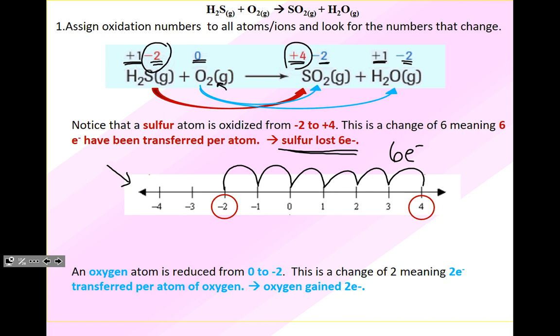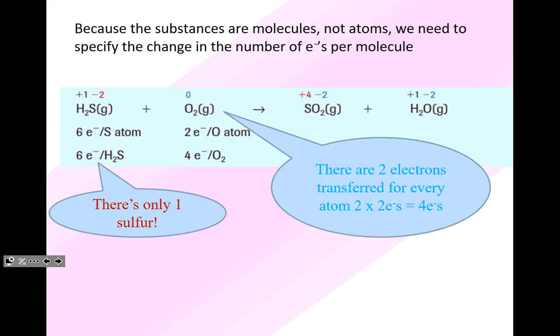An oxygen atom is reduced from 0. If you take a look at the oxygen, it starts at 0 and it goes to -2. So in this case, an oxygen atom is reduced from 0 to -2. It's a change of 2. In other words, 2 electrons were transferred per atom of oxygen. Oxygen gained 2 electrons, but it gains 2 electrons for every 1 oxygen. That's something we have to keep in mind.